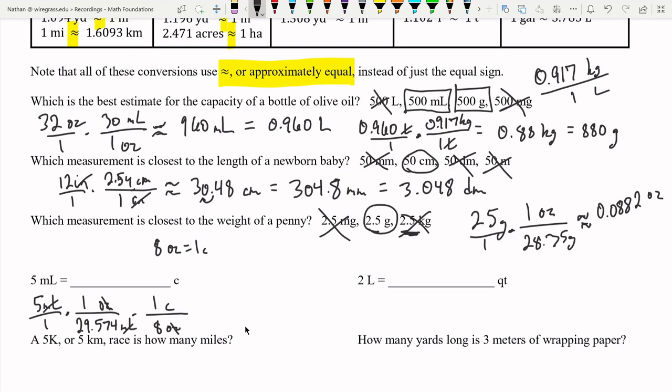And then we're going to get 5 divided by 29.574 times 8 there. So a very small amount. It's going to be 0.0, 0 to 1. I'll just round it to that place there. So this should be approximately equal to a very small amount. Okay, 2 liters equals how many quarts?